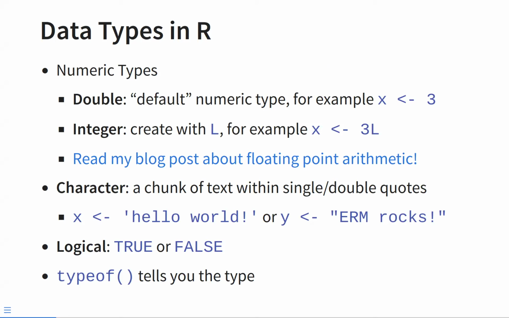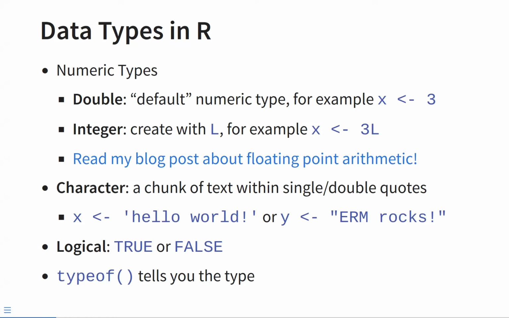R has a number of data types. These are going to become increasingly important as we move on. So let's get started by going through the basic types that we'll need. The first group of types is called numeric types. Double is the default numeric type. So when we created this variable x, when we assigned it the value 3, that was in fact a double.